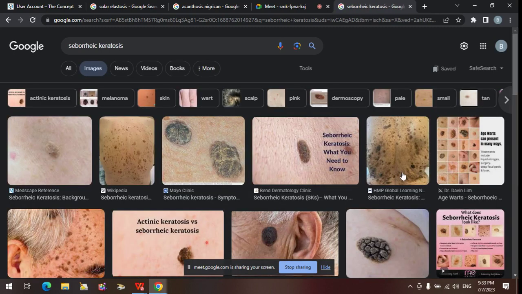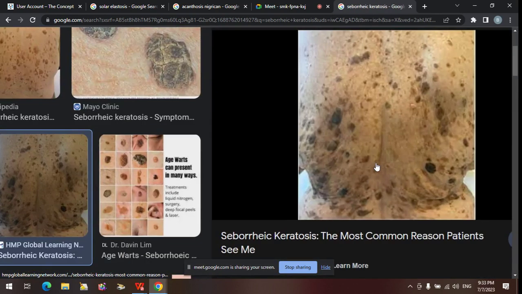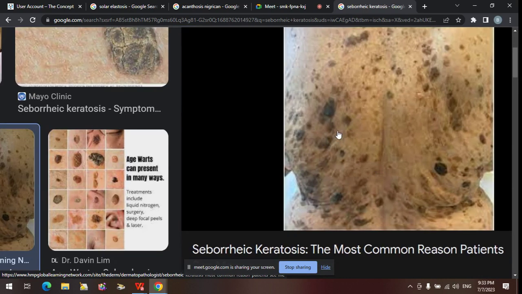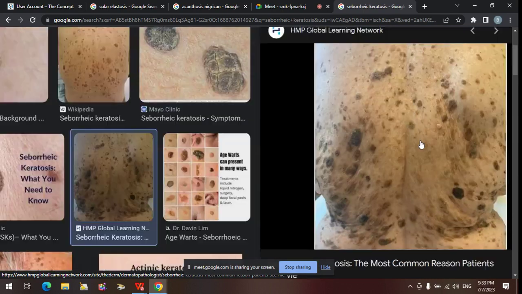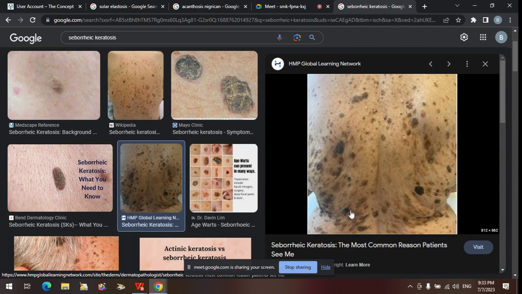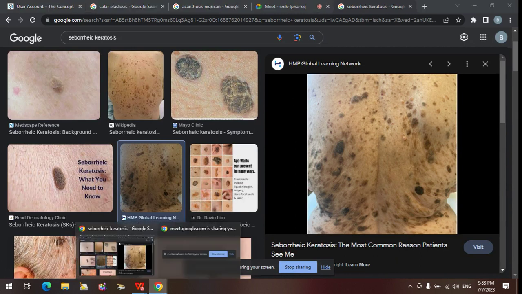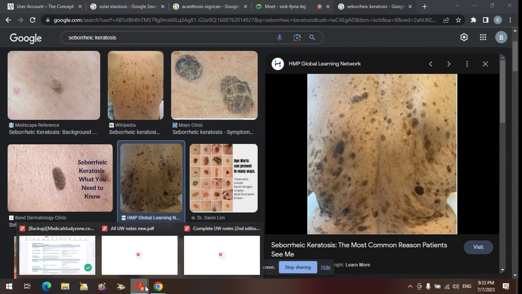Okay, so this is one. They look hyperpigmented, raised. Sometimes they can be flat, greasy lesions. Once you see this occurring in multiples with a cancer, it can be a paraneoplastic manifestation of a cancer. So once you have many seborrheic keratoses happening like that, you call it Leser-Trélat sign. You want to think of a gastrointestinal cancer.